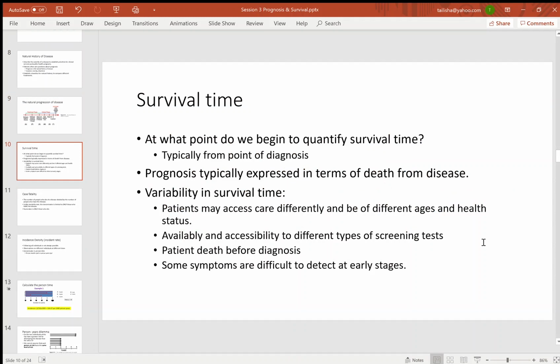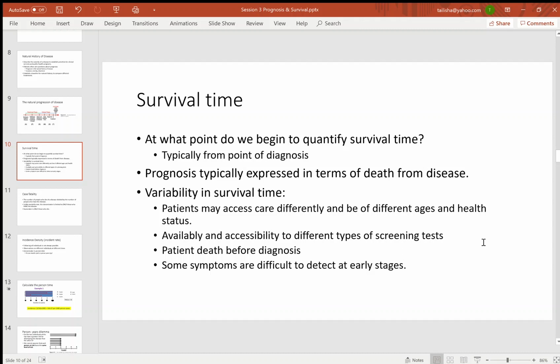So what is survival time? At what point do we begin to quantify survival time? Typically this time begins from the point of diagnosis, which is a little problematic when you have folks who delay care, right? They don't seek care until their symptoms have become extreme enough for them to come into the medical system. And so that's what we call the variability in survival time.